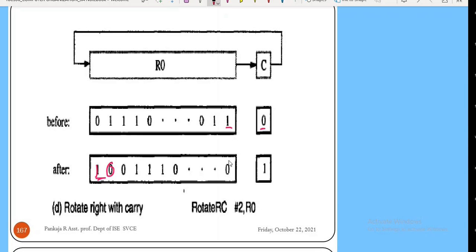So you write this diagram, rotate RC #2. Don't worry about arithmetic shift left side, that is not included in the syllabus, but you can use it.